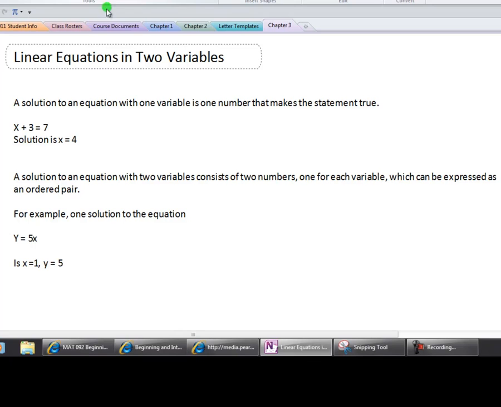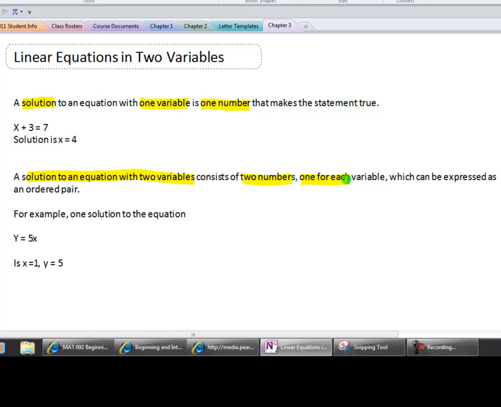In this video, we're going to talk about linear equations in two variables. And let's just recall from past videos that a solution to an equation with one variable is one number that makes our equation true. So for example, here with x plus 3 equals 7, the solution is x equals 4. And that's our number that makes that equation true. When you start talking about equations with two variables, then a solution is going to consist of two numbers, one for each of the variables.